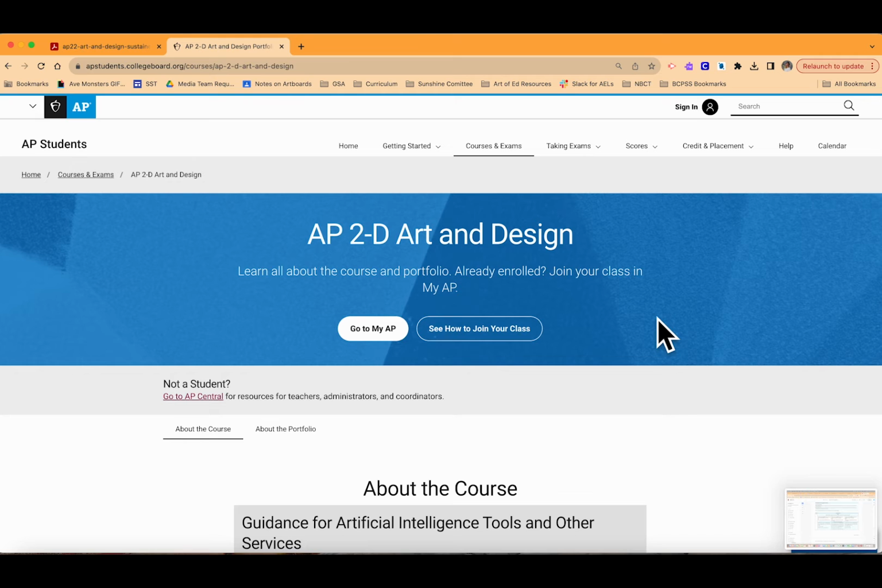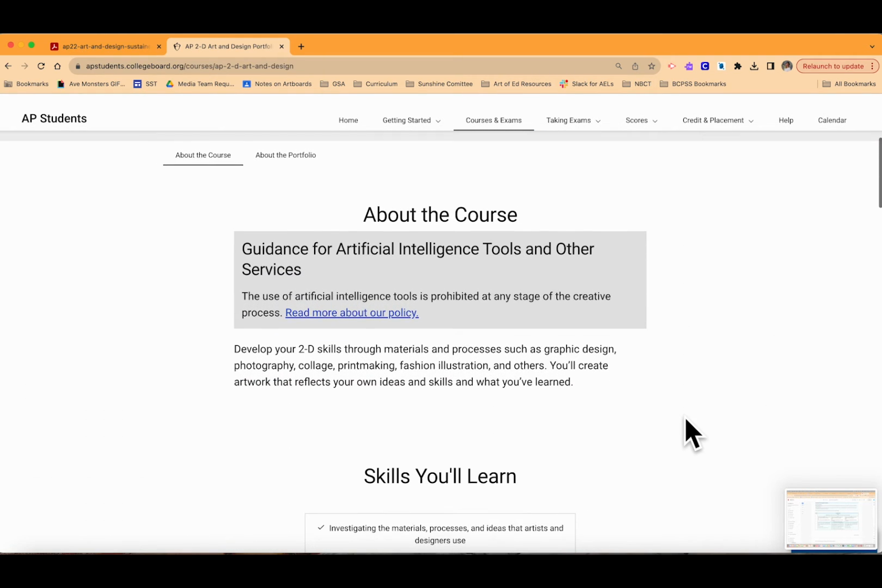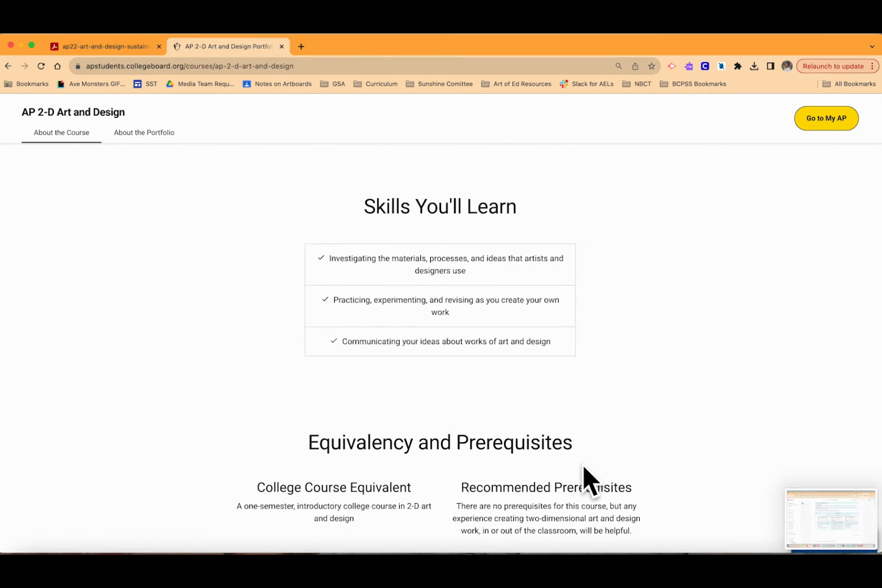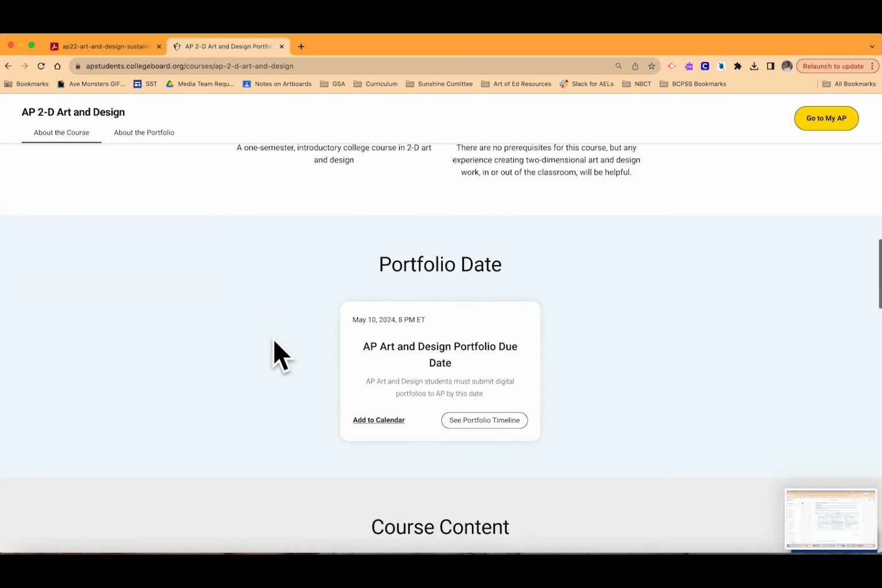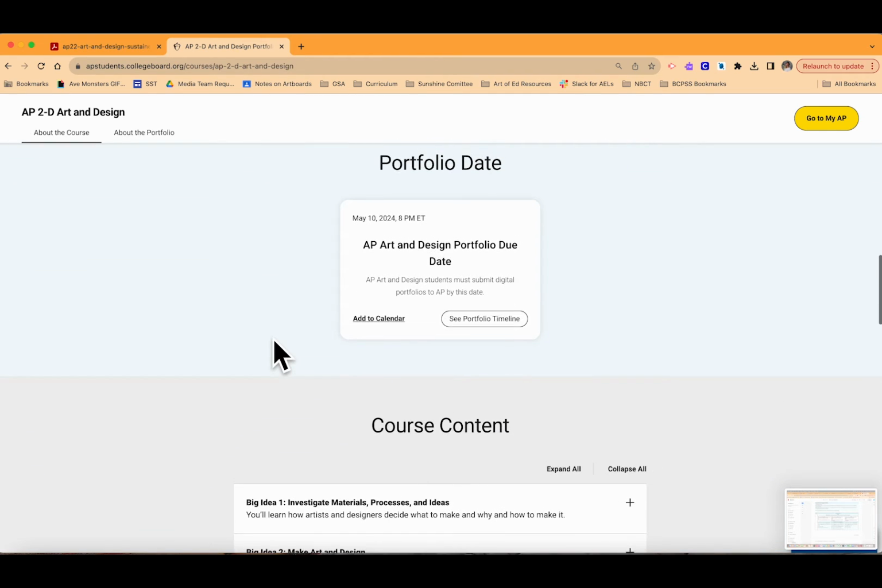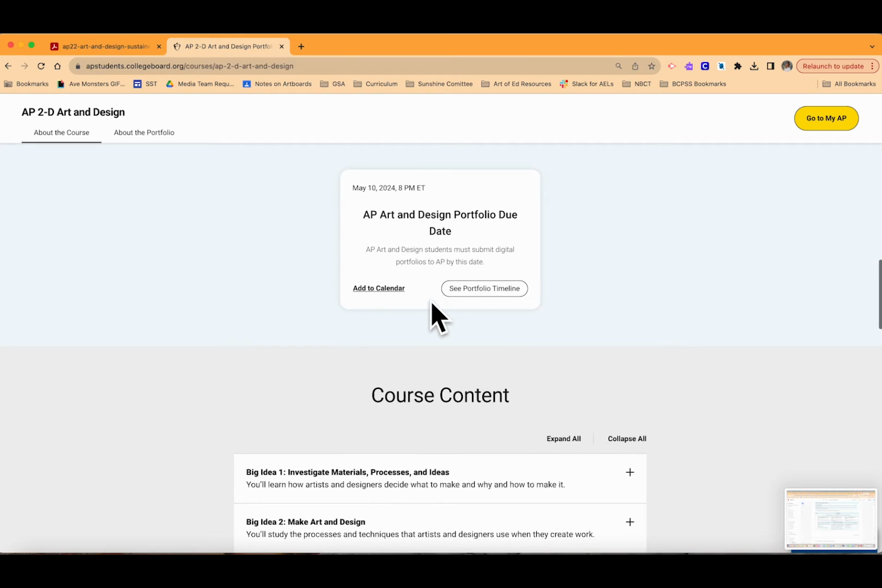This is going to help you a lot, just knowing what is the point of the class, what you are trying to get out of it, what skills you will learn, what some prerequisites are, and what the college class equivalent is. There's also the national portfolio date. That always changes per year, and usually teachers will have their students submit before this date so that we can quality check your work. For example, in this school year my students have to turn in May 1st, just to make sure that everything is submitted by the deadline.